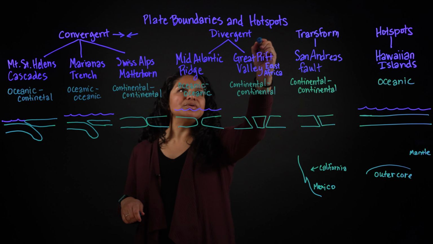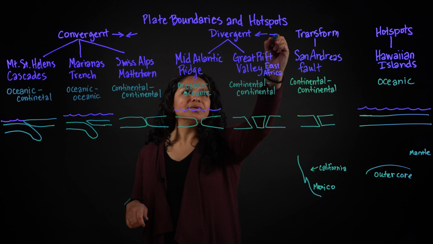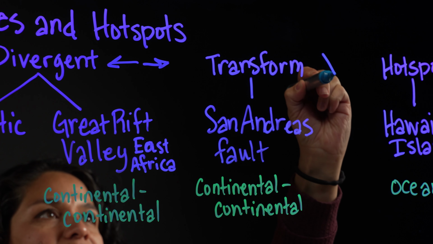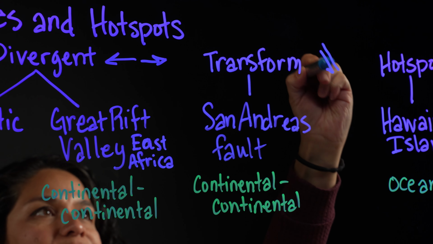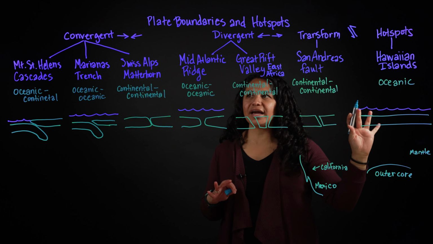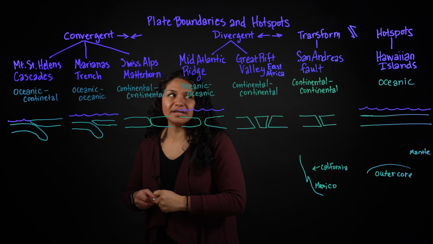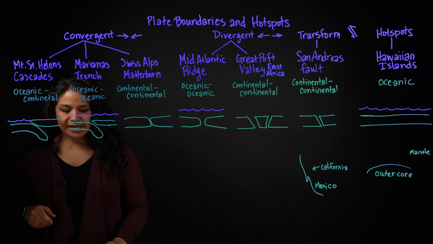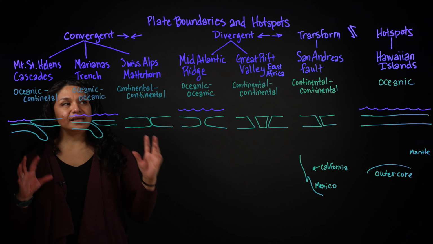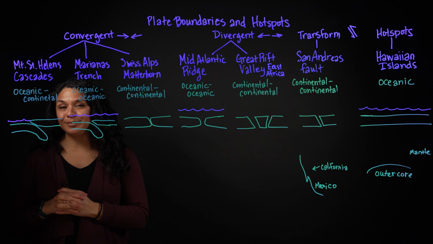Divergent boundaries move apart from each other. Transform boundaries are moving kind of parallel to each other, sliding past each other. And then hotspots is a different category that we'll get to, but it forms very similar things as these boundaries. Okay, so I decided to pick key locations that hopefully you'll be familiar with.